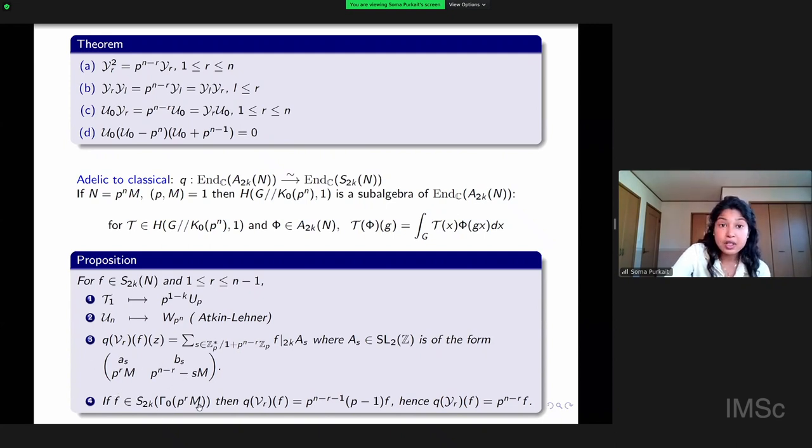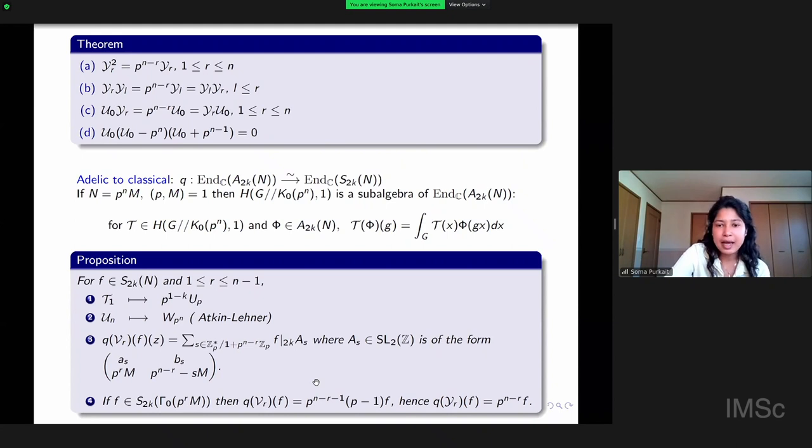So if f is of level p^r m, where r is less than or equal to n minus 1, then we can show that this S_k(Γ_0(p^r m)) precisely sits inside the p^(n-r)-th eigenspace of Y_r. So Y_r has eigenvalues 0 and p^(n-r), and the space S_k(Γ_0(p^r m)) sits inside the p^(n-r) eigenspace. Okay, so we study this.